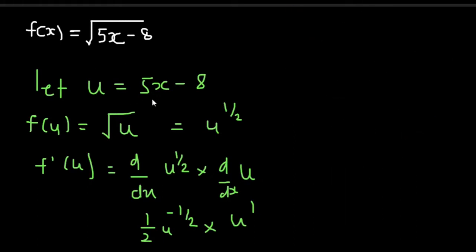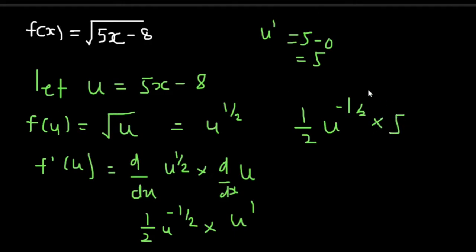We know that u equals 5x minus 8. So let's find u prime, which will be the first derivative of this. When I differentiate 5x, this will give me 5. When I differentiate 8, which is a constant, I'll get 0. So at the end, u prime will be equal to 5. So let's put in our values here. At the end, I'll have 1 over 2 u to the power minus half times 5.